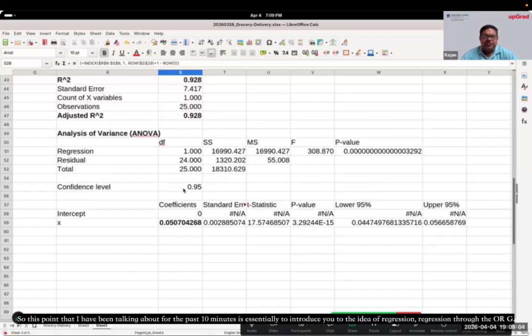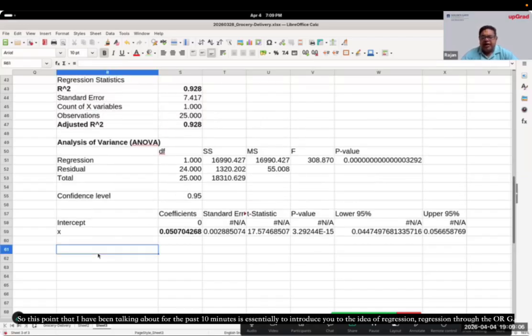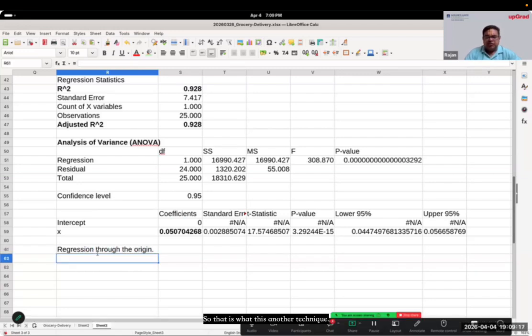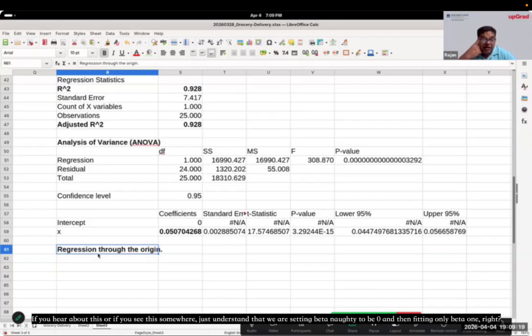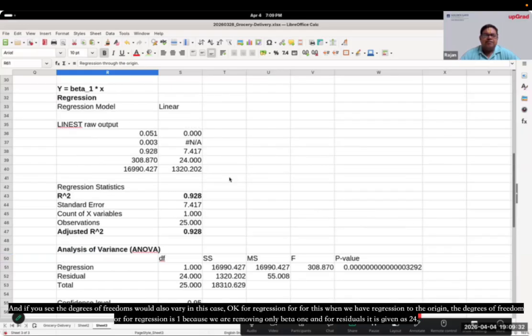What we have been talking about for the past 10 minutes is essentially to introduce you to beta naught, the idea of regression. When this second variable is not added, of course things are different. So that's what beta naught is. But the moment you bring in this second variable, just understand that the constant beta naught changes, and then beta 1 also changes. And that's why it becomes 7.14.